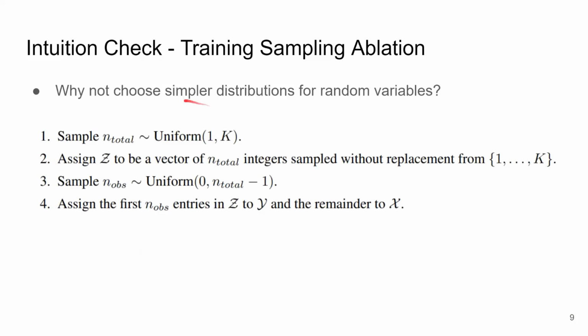So there's one quick thing I just wanted to mention, because this was a big question I had while reading the paper: why do they choose these specific distributions in that algorithm? Why wouldn't they choose some simpler distributions to use for those multiple variables? There's another ablation in the paper where they completely randomly choose all of those variables, and the idea is that they just lead to worse quantitative results.